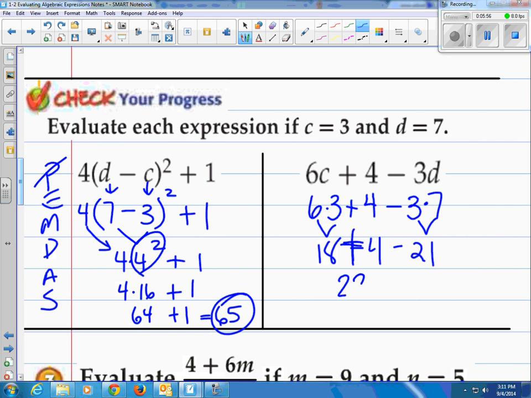We've got our 22, and we've got our minus 21, which is 1. So there you go.